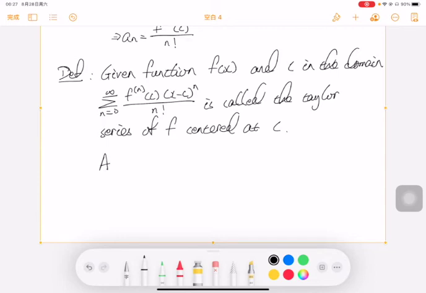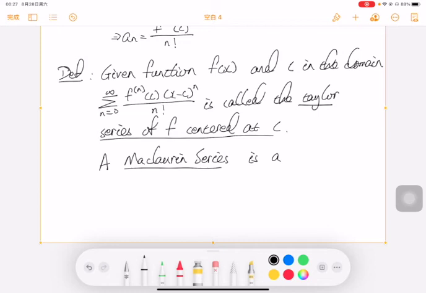And a Maclaurin series is a special type of Taylor series. It's a Taylor series centered at 0. So it's just a special Taylor series with c equals 0.